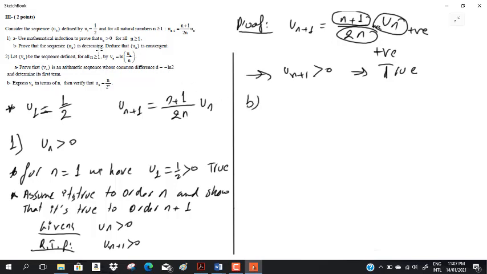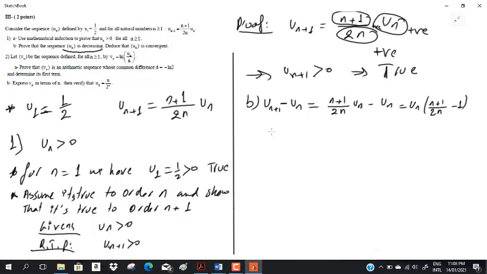Part B. Prove that the sequence un is decreasing and deduce that un is convergent. To show that a sequence is increasing or decreasing, it means to study its variation, we have to calculate un plus 1 minus un. It's one of the methods, the other methods we explained before. Un plus 1 minus un is n plus 1 over 2n un minus un. We can take un as a common factor: un times n plus 1 over 2n minus 1.